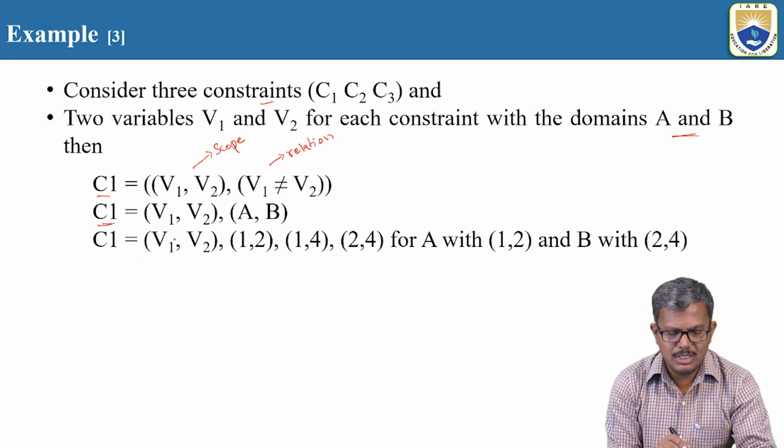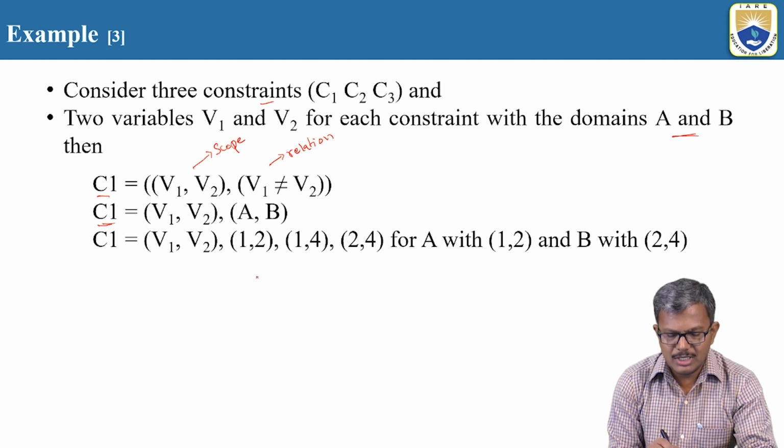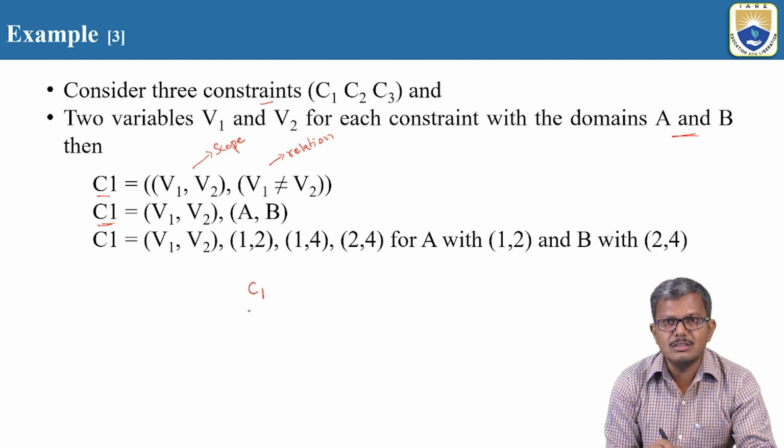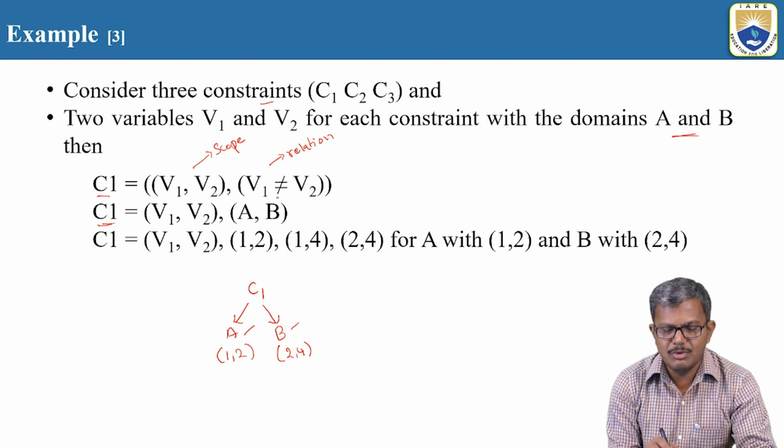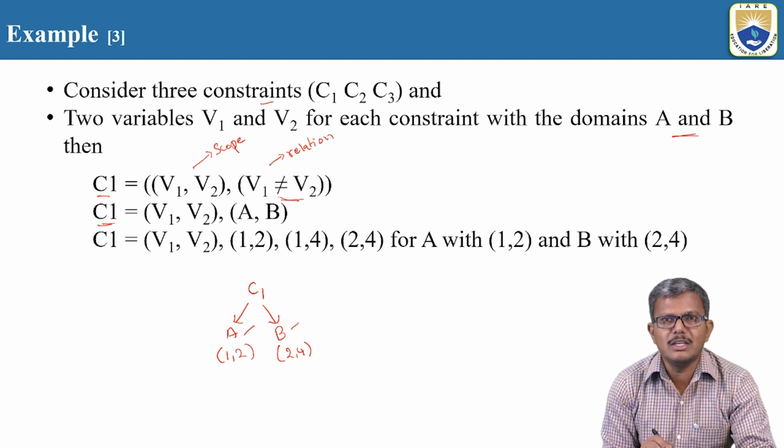Coming to C1, in the C1 we are framing V1 comma V2 comma. So what does it mean? For example, think that there is a C1 constraint. This C1 constraint belongs to two particular domains, meaning it can take values from two particular domains. The first domain A has the possibility of taking values 1, 2, and from domain B there is a possibility of taking the values 2, 4. Now we know the variables that are participating and also the relationship, that is, V1 should not be equal to V2. So by taking these two considerations, we are supposed to frame the C1 constraint.